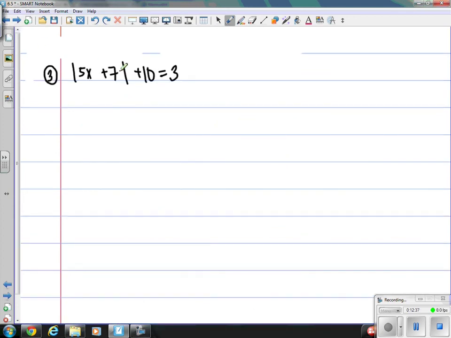Alright, example 3. We have the absolute value of 5x plus 7, and then outside the absolute value bars is plus 10, equals 3. So step 1 is to make sure the absolute value bars are alone on the left side. If I look to the left side of my equal sign, I have a 10 over here with my absolute value bars. So I have to transpose my plus 10 and make it a minus 10, and it disappears from the left. I get the absolute value of 5x plus 7 equals 3 minus 10, which is negative 7.